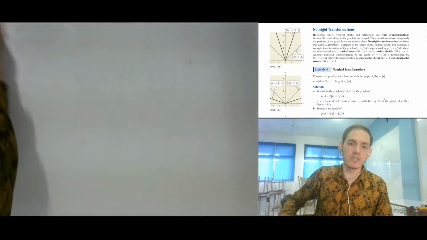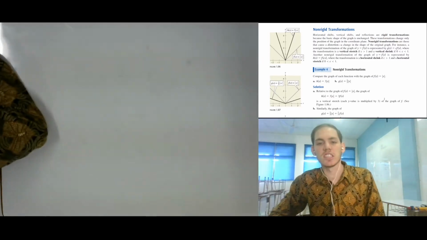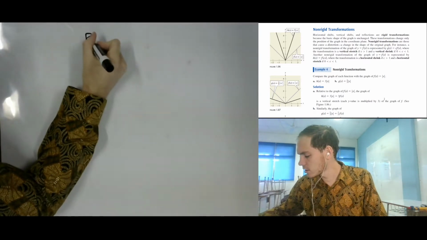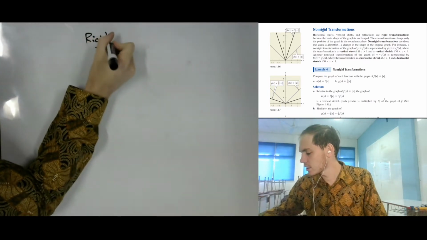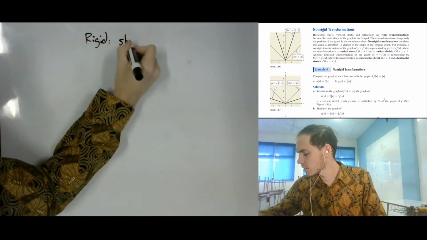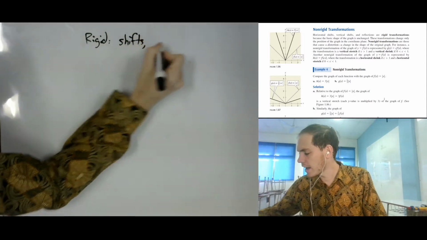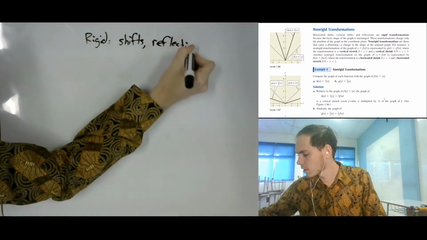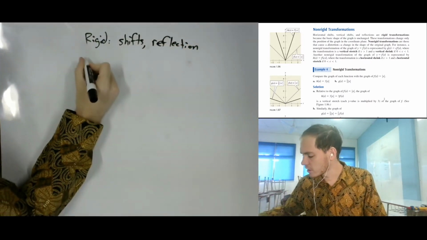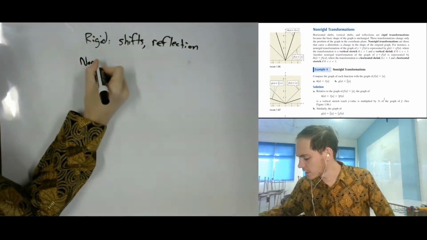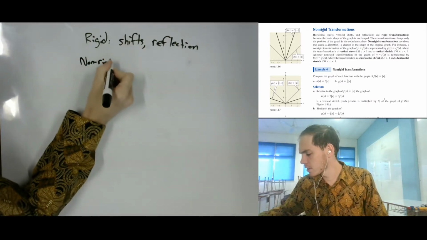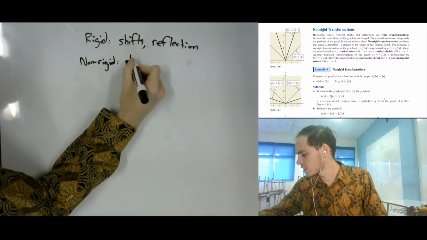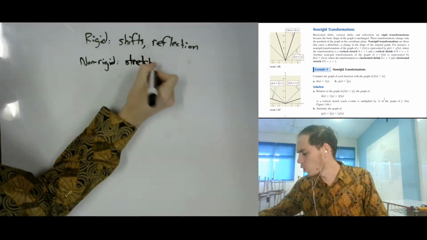So rigid transformation, it doesn't change the shape. Okay, so that's a shift. So rigid, our list is shifts and reflection. Okay? So non-rigid does change the shape. So that would be stretch or shrink.